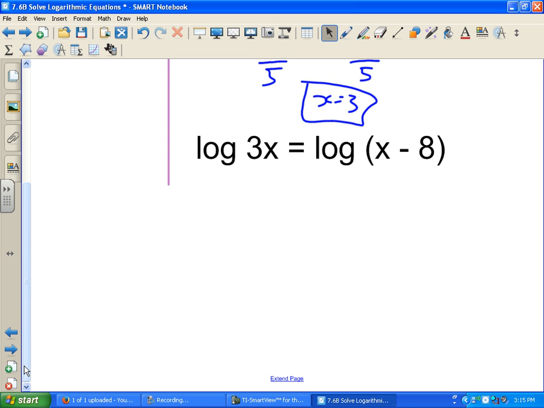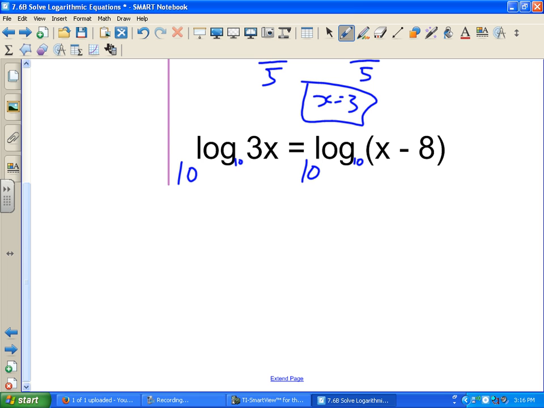Log of 3x equals a log of x minus 8. But Mr. Wood, there's no base on both sides. I don't know what to introduce to get rid of my logs. What's that? You don't have a base to introduce? There is no base indicated here on this log of 3x. That must mean it's a common log, a log base 10. If it's a log base 10, then I will introduce a base 10 to both sides of the equation.